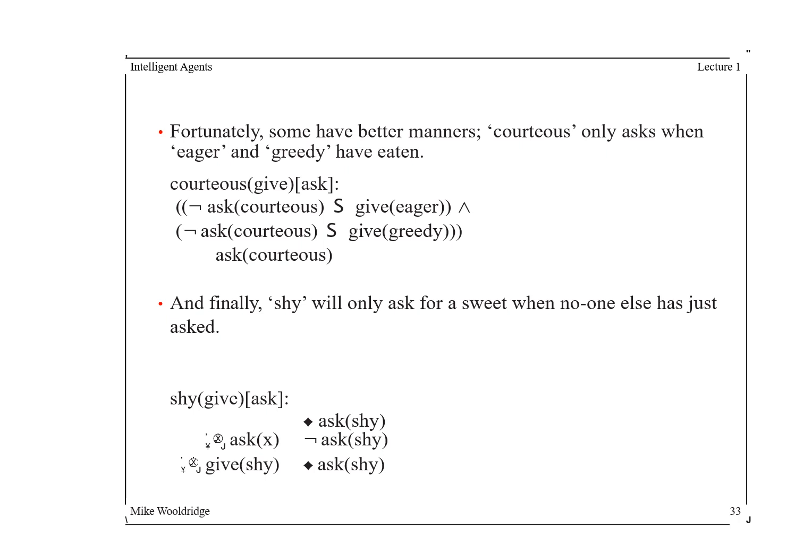Finally we have the shy one, which only asks for a sweet when no one else has just asked. So the particular agent will ask only if no one else has asked. That's why you have to ask and you give statements. So if you only ask, then no one else has just asked it. So these are my corresponding statements. These are basically my logical representations.